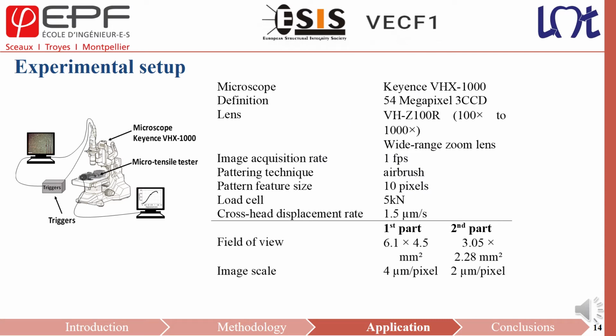The experimental setup consisted of a numerical microscope for the surface observation, a tensile micro machine, and a triggering system. The latter allowed images to be recorded at a specific rate when the specimen was continuously loaded, and each image to be related to the corresponding applied load.